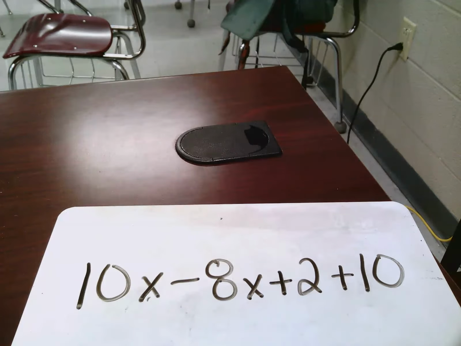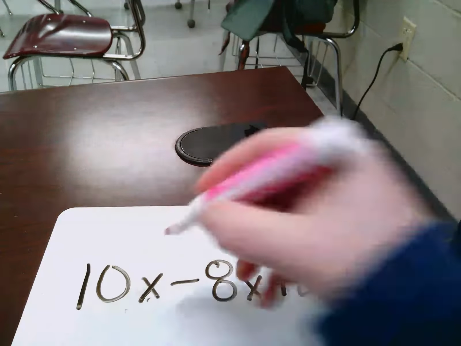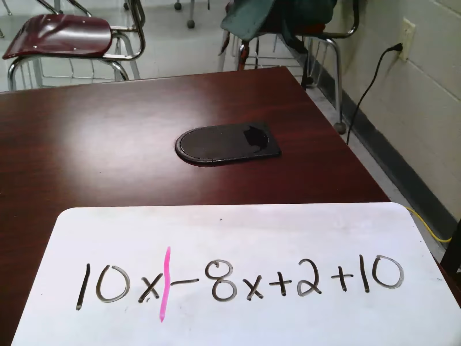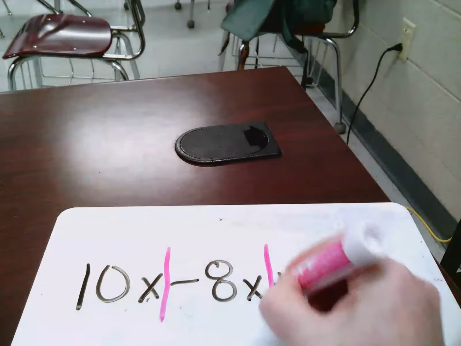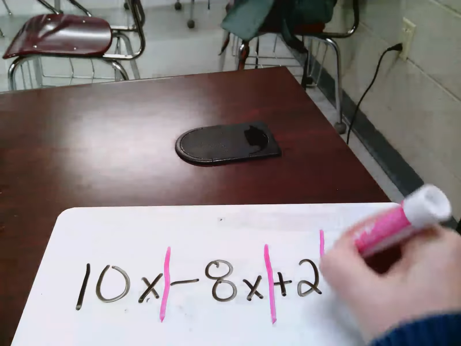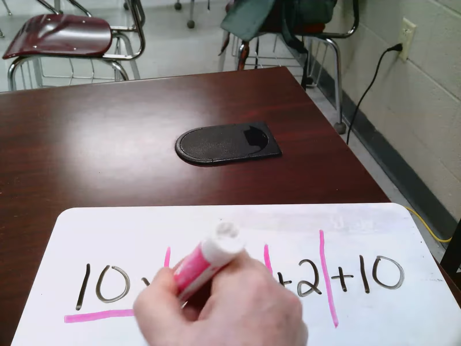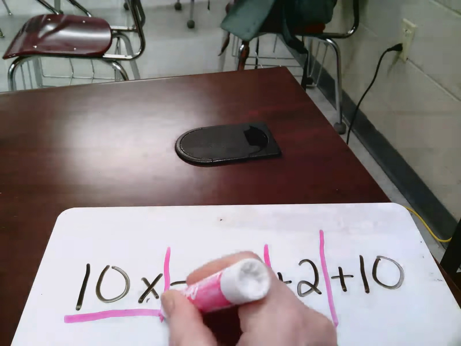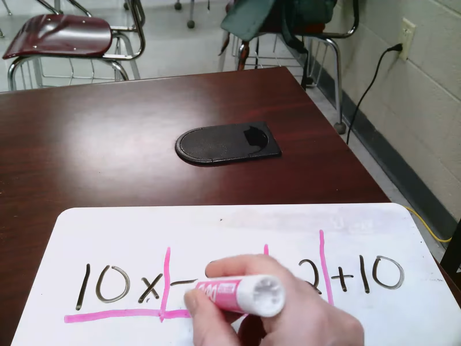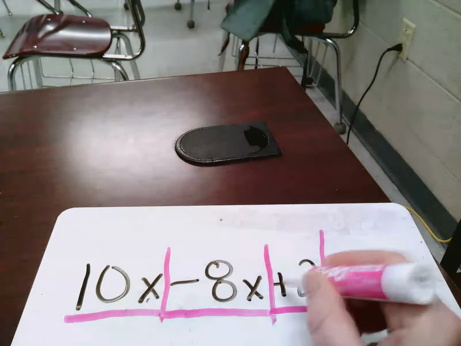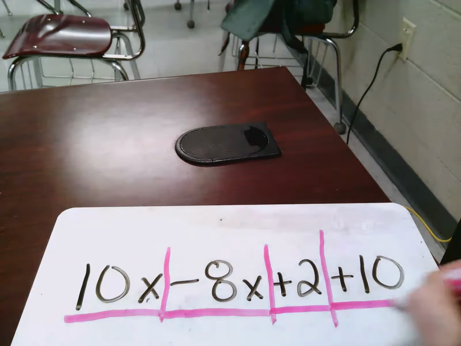of draw a line. Wherever I see a plus or minus sign, I draw a line before it. So for example, here I've got a plus and minus sign here. Okay, before that negative 8x, I've got a plus or minus here, and I've got a plus or minus here. Okay, so that means that I've got this term here, which is 10x. I've got this term here, which is negative 8x because we're talking about that sign. I've got this term here, which is positive 2, and I've got this term here, which is positive 10.